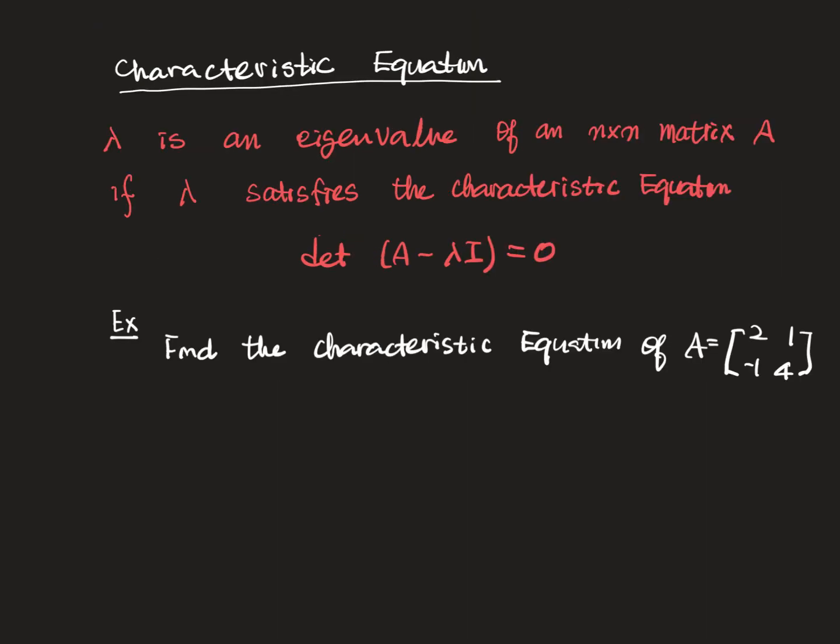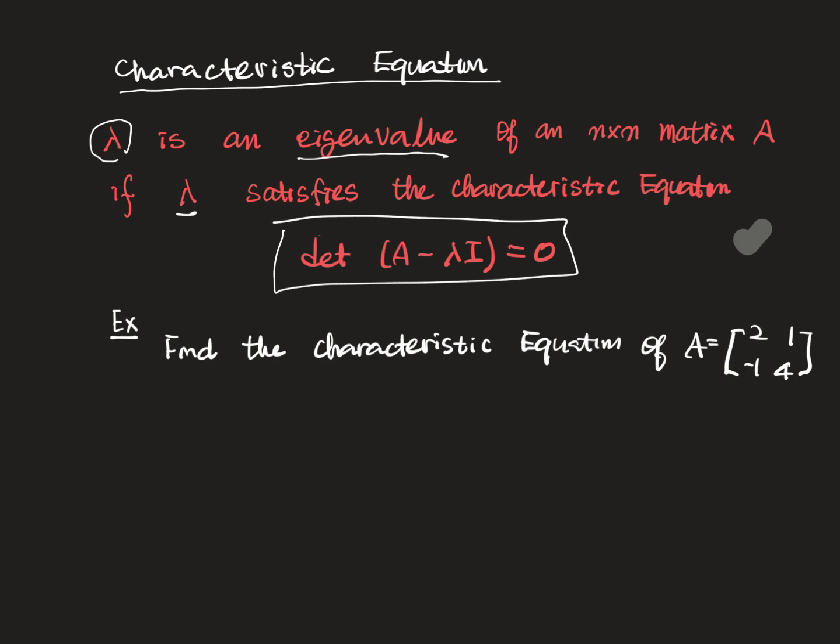The characteristic equation is another way to rewrite this idea. The eigenvalue is lambda, and lambda satisfies this determinant equation, which we call the characteristic equation. When you solve this characteristic equation, we can find lambda. Let's talk about the characteristic equation definition first. Look at this: the characteristic equation means the determinant of A minus lambda I equals 0.